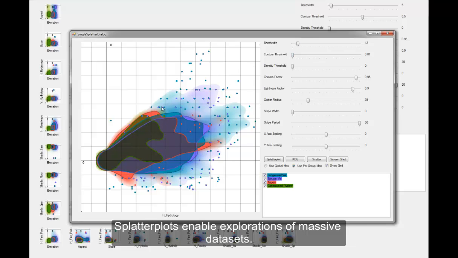Through the use of this screen space abstraction and interaction, Splatterplots enables exploration of massive datasets.